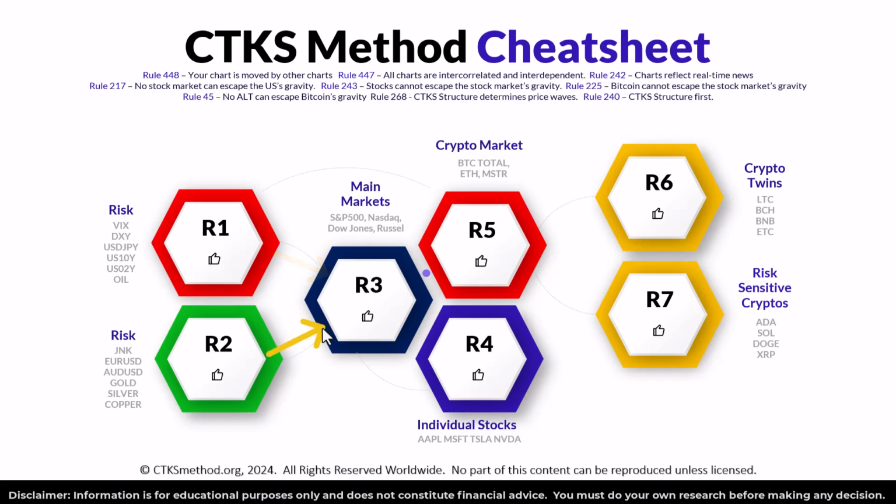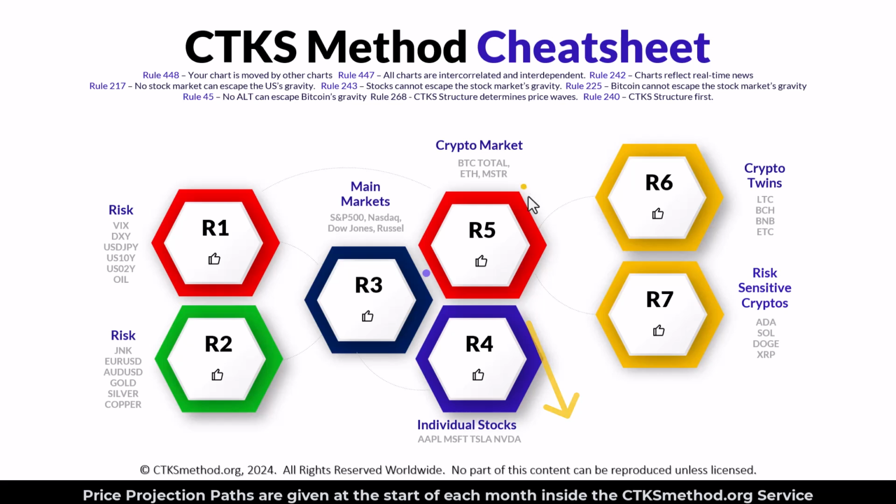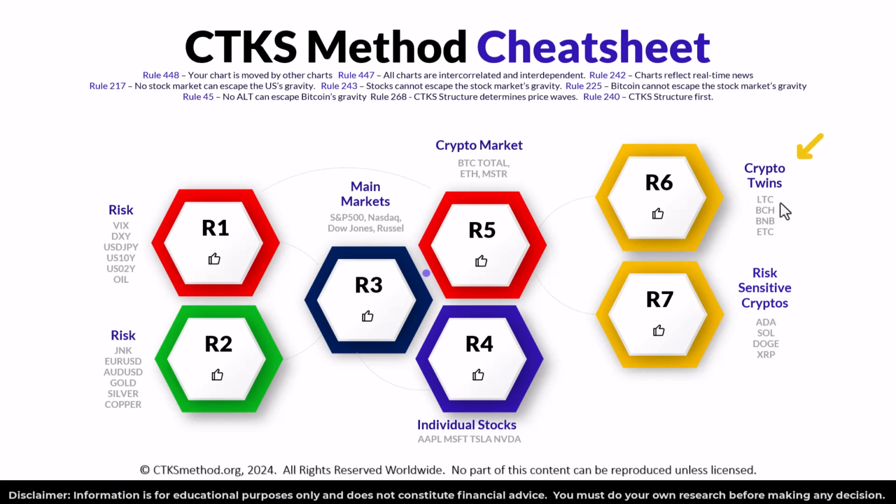Row 3 is vitally important to understand. They're all about the main markets. Now, when the main markets go down, you can bet your bottom dollar the individual stocks are coming down, and crypto is in all likelihood coming down too. If Bitcoin comes down, total crypto market cap is going to come down too, there's no question about it, which means row 6 and row 7. So for example, row 6, Litecoin, Bitcoin Cash, Ethereum Classic just move in alignment with row 5.